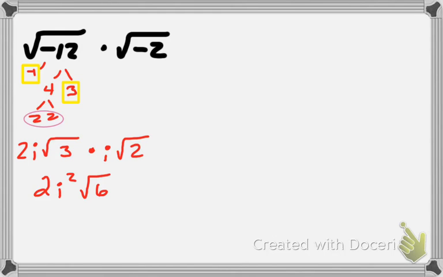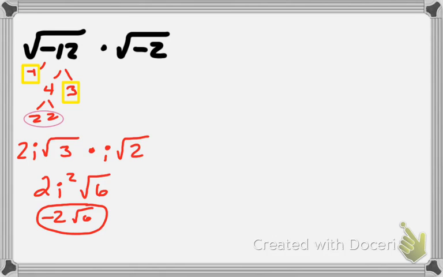So you multiply those two together, you get 2i squared root 6. 6 does not simplify because it's just a 3 and a 2. So I get as my answer negative 2 root 6. Negative 2 root 6.